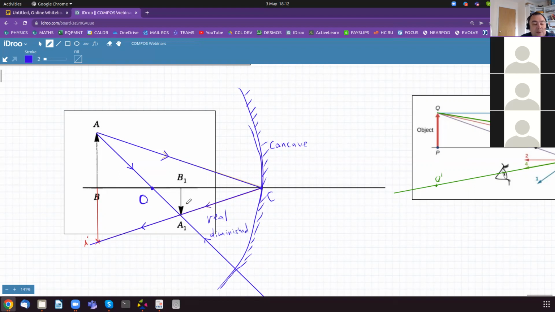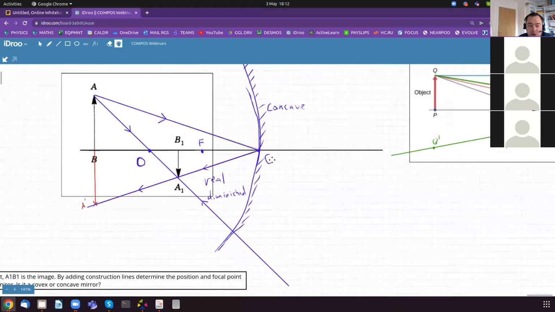And of course, to find the focal point, you just need to find the midpoint of OC. I hope you know how to find the midpoint using construction lines. So to find the midpoint of OC, this is the focal point.